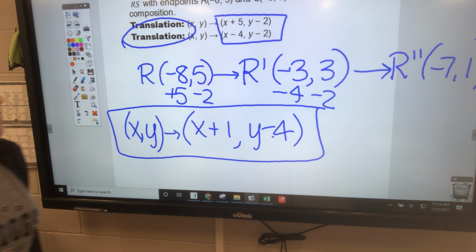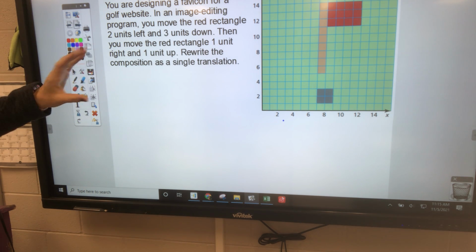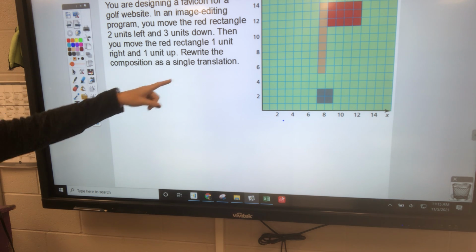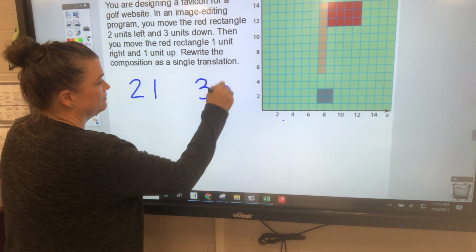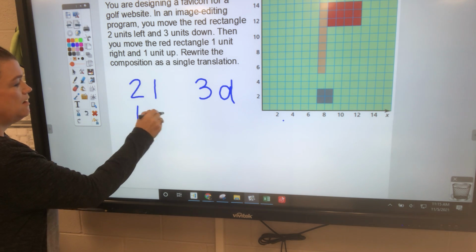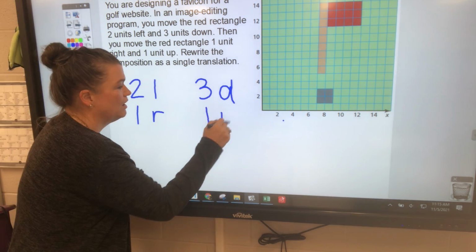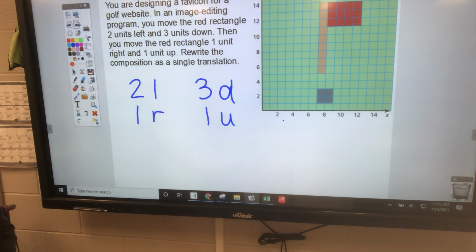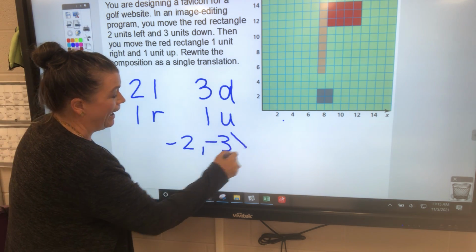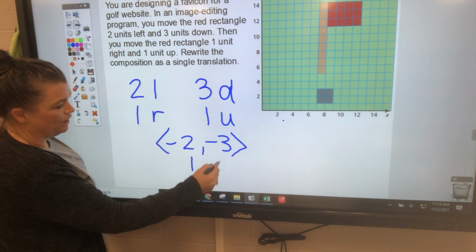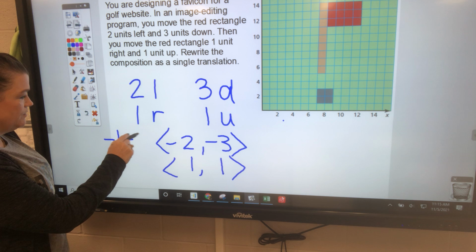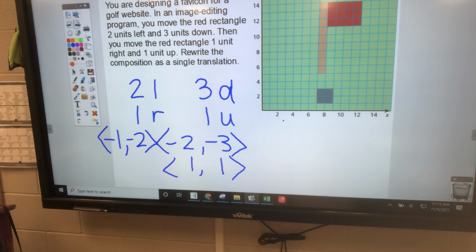Any questions? All right, we got one more, I think. If you're doing a favicon for a golf website in an image editing program, you move the red rectangle 2 units left, 3 units down. That's shorthand. And then you move the red rectangle 1 unit right and 1 unit up. So we should probably write these as either vectors or rules or something. What would 2 left and 3 down be? Negative. And we also have 1 right and 1 up. So can we combine these into one? Yes. -1, -2. Love it. And this is what it would look like in component form.